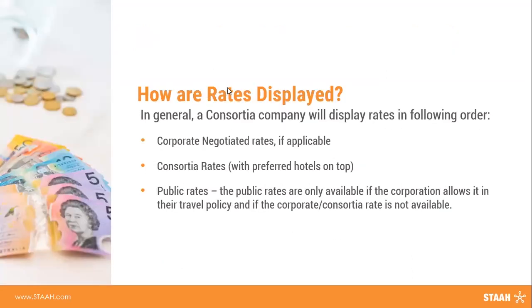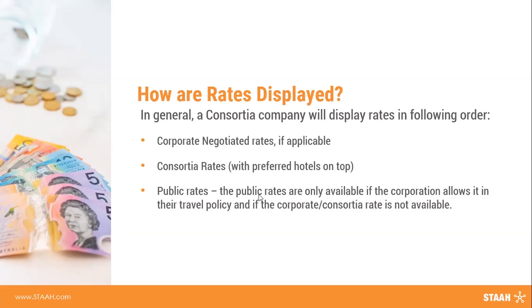How are your rates displayed? In general, a consortia company will display rates in the following order. If there are negotiated rates for a particular office for that travel agency group, they will appear for that agency at the top of the list. Then they will have their consortia rates displayed. If there are no negotiated rates, the consortia rates will be at the top. The consortia rates, again, may be a slightly lower rate or may well include bonus offers such as room upgrades.